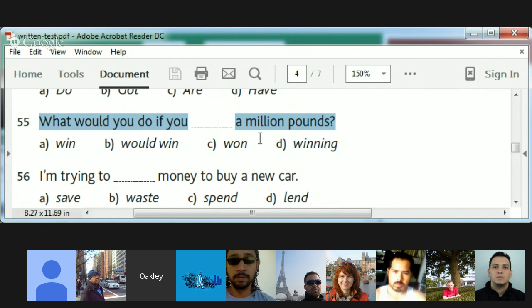No? Okay, what would you do if you won £1,000,000? Exactly. This is a question form of the second conditional because we have the result, would you do? So in the second conditional, the if clause, or the condition, needs to be in the past tense. Yesterday I won £1,000,000. So this has to be C. No, absolutely, 100%. Couldn't be anything else.